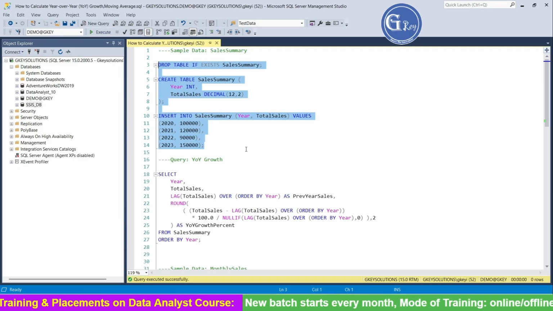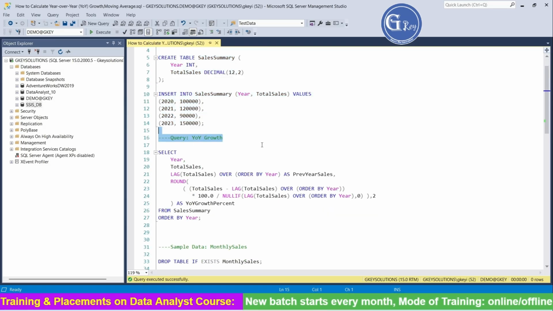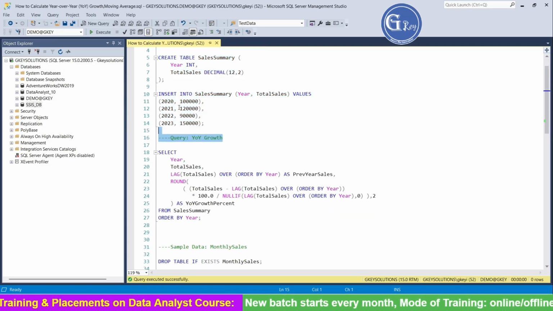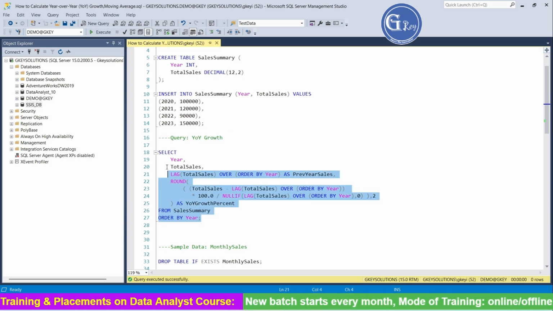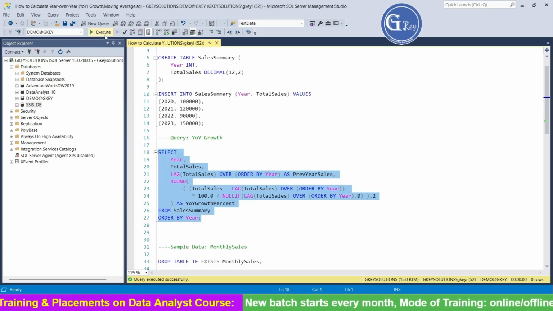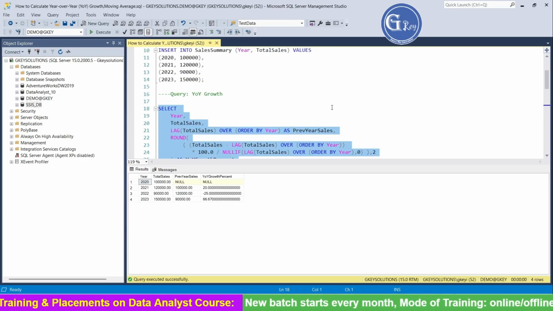4 rows affected, that means 4 rows have been inserted. Now we are going to see year over year growth. See, there are 4 records. We have to check year over year growth. We'll just execute the query first, and by comparing the source data, that is the data in the table, and the output, then we'll come to some conclusion.